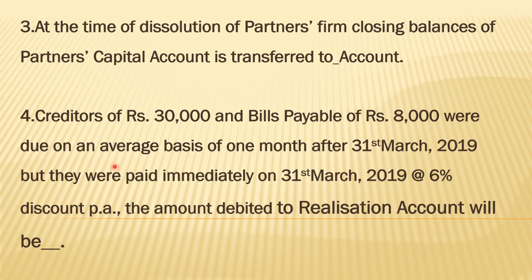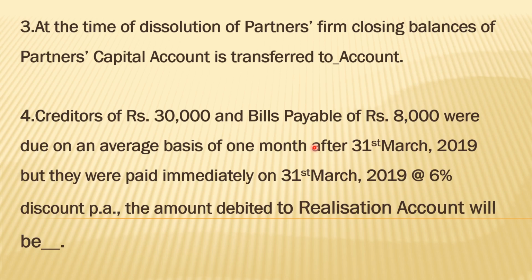Next question, question number 4. Creditors of rupees 30,000 and bills payable rupees 8,000 were due on an average basis of 1 month after 31st March 2019, but they were paid immediately as on 31st March 2019 at the rate of 6% discount per annum. The amount debited to realization account will be dash. This is a very important type of adjustment.